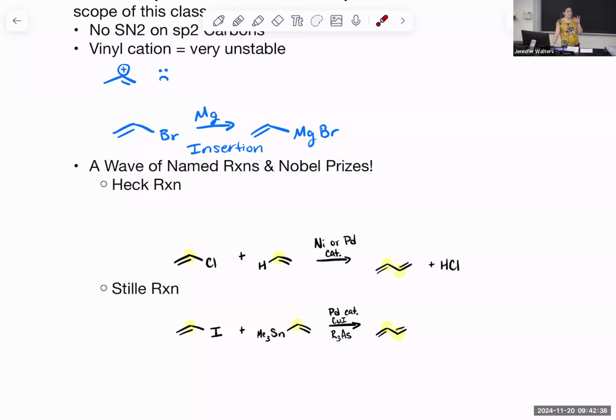That's a lot of Nobel Prizes for these cross-couplings. So we have our Heck reaction, which is specifically looking at bringing these two alkenes together. It uses either nickel or palladium, and it just clicks these two carbons together. Where you have that halogen, it gets replaced with a double bond, and it just snaps them together.